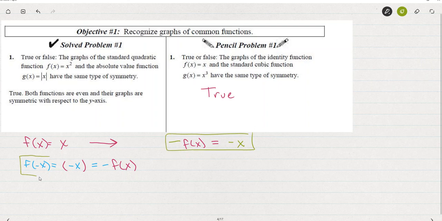But in this case, f of the opposite of x also came out to this opposite of x. So we can see that f of the opposite of x was the same as the opposite of f of x. So what we say about this function is that it's odd. When the function is odd, it's symmetric about the origin.